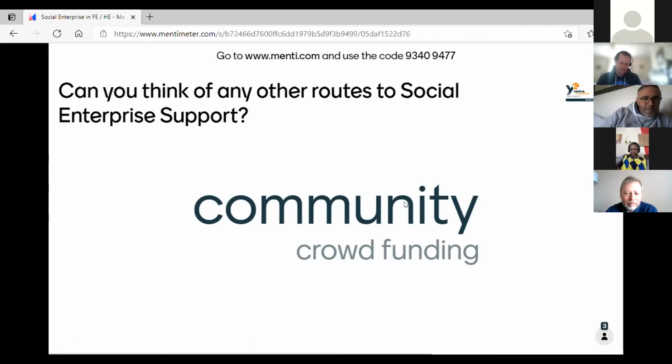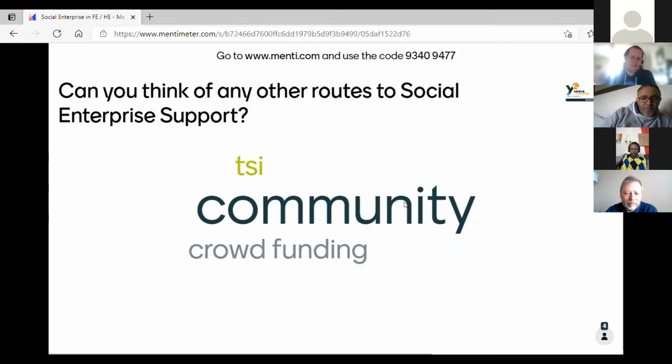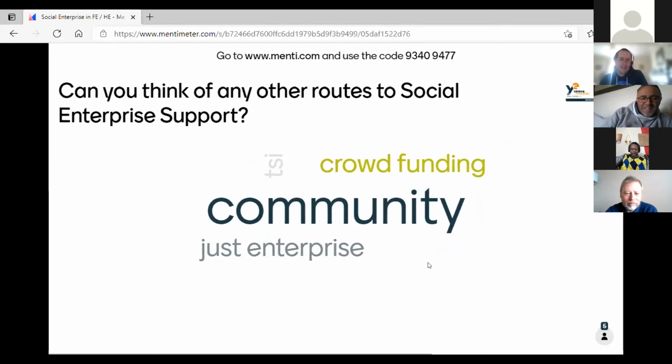Any others? TSI. I'm not sure what TSI is. TSI, Peter, tell me. It's the third sector interface. That's us, basically. Right, third sector interface. Yeah, acronyms, see, we don't know all the acronyms. Just Enterprise, very good. Yeah, that's a competition between Firstport and CIS. They're running that. Excellent. Good stuff.